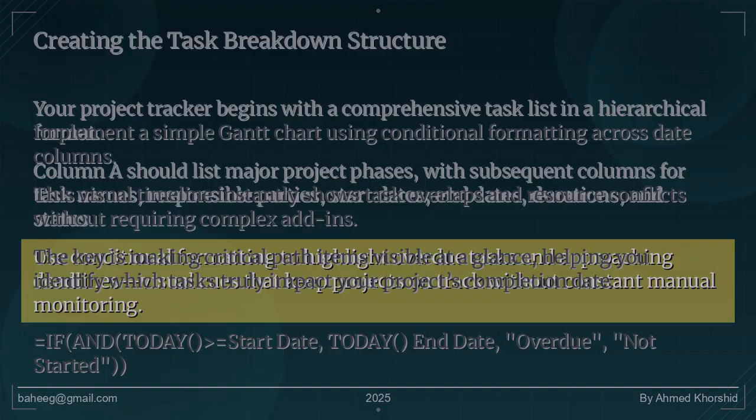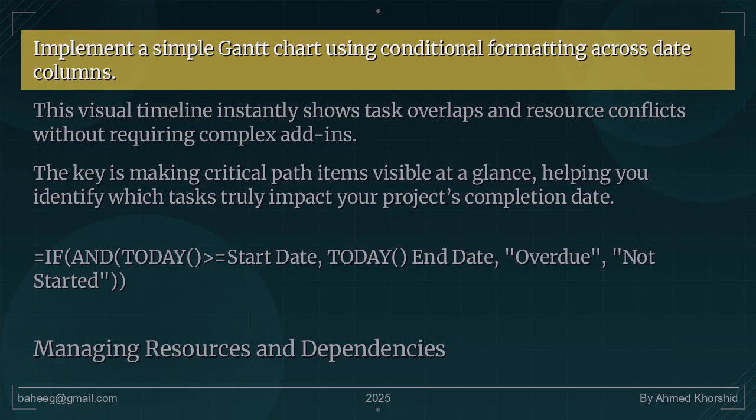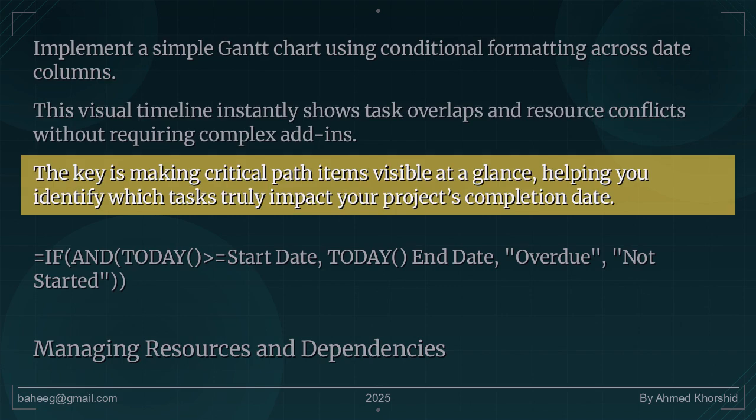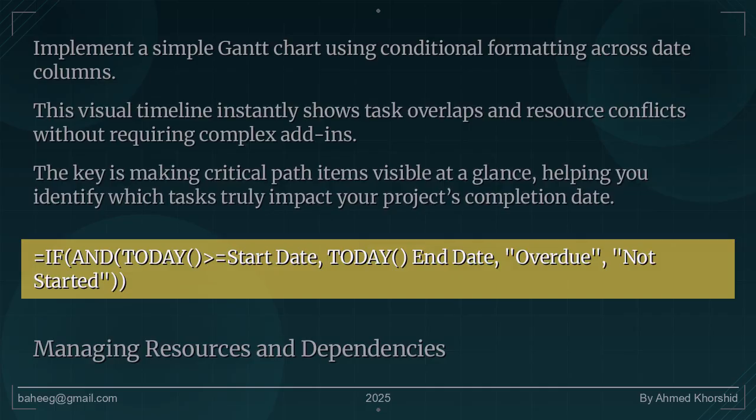constant manual monitoring. Implement a simple Gantt chart using conditional formatting across date columns. This visual timeline instantly shows task overlaps and resource conflicts without requiring complex add-ins. The key is making critical path items visible at a glance, helping you identify which tasks truly impact your project's completion date. =IF(AND(TODAY()>=start date, TODAY()<=end date), overdue, not started).